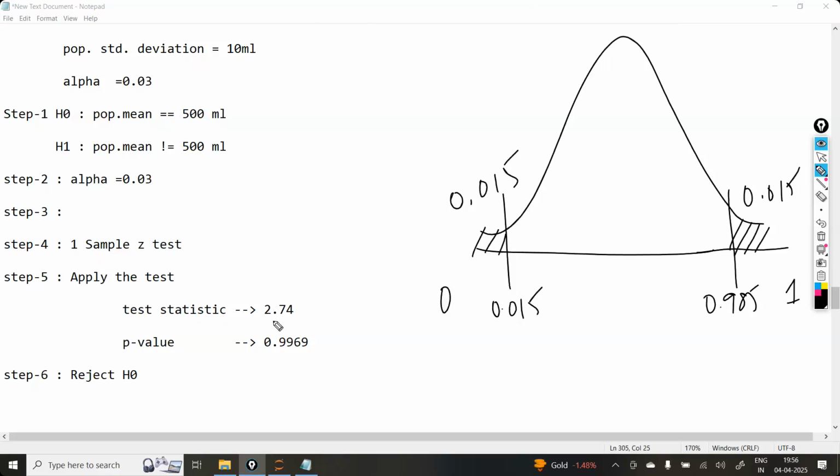Now apply the test. After applying the test, once you have substituted, what is the value you have got? 2.74. With the 2.74, you got 0.9969. Where will 0.9969 come? In the area between this one. So it comes under this area. So it comes under the rejection area. So we are going to reject the null hypothesis. Simple. Is the point clear? Manually, whatever we have done. Okay, manual calculation is clear now.